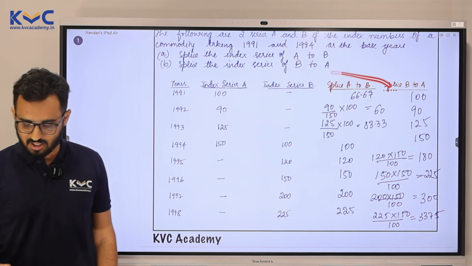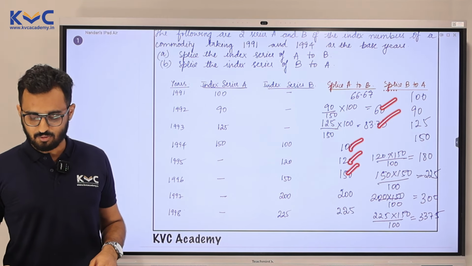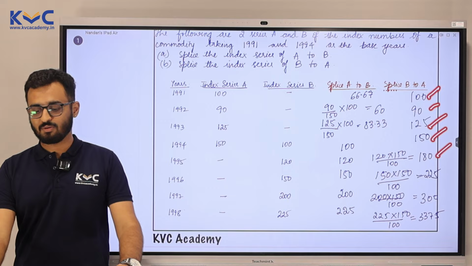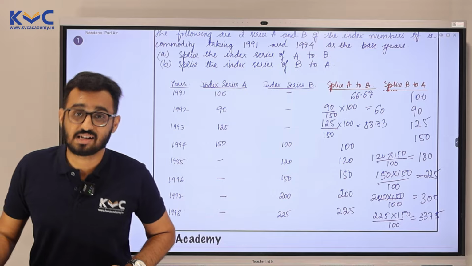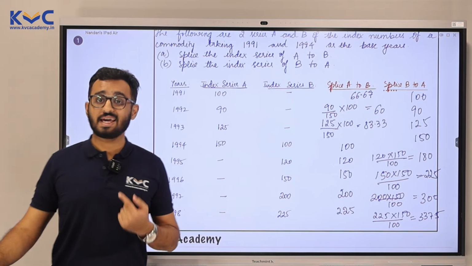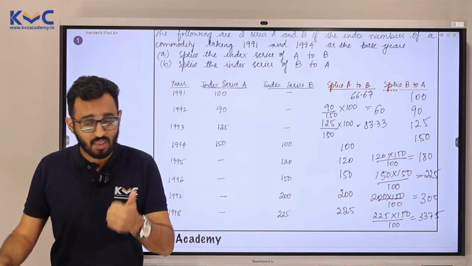Did you understand? So these are the values: 66.7, 60, 83.33, 100, 120, 150, 200, 225. B to A is 100, 90, 125, 150, 180, 225, 300 and 337.5. Is that clear? So these are the two concepts called base shifting or shifting and splicing. Is that clear? Awesome.